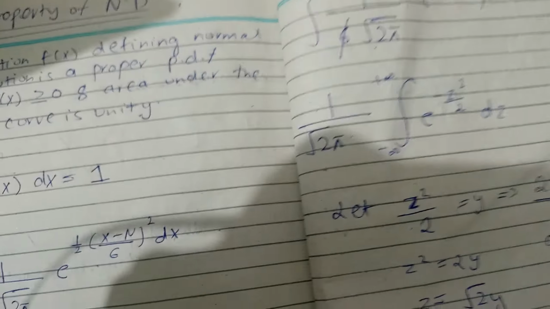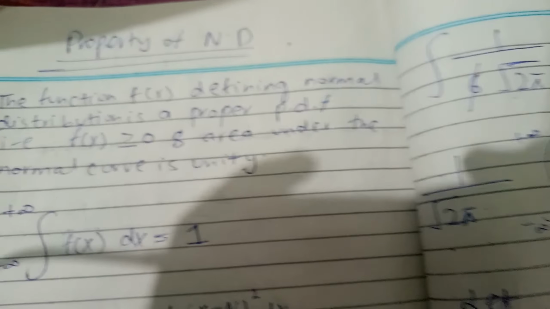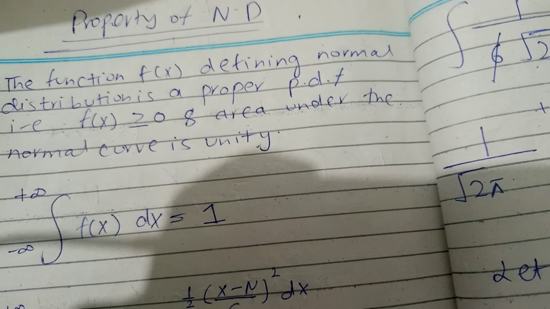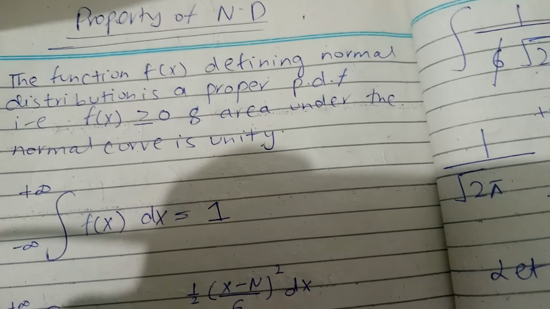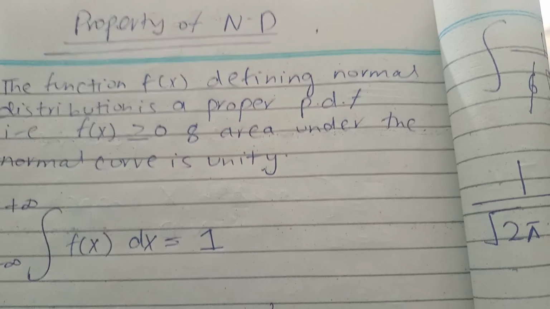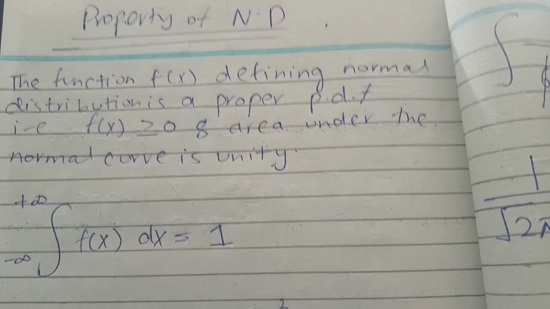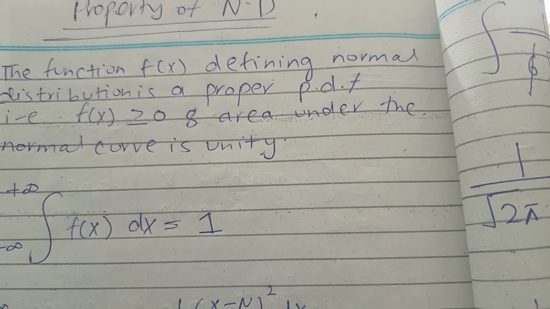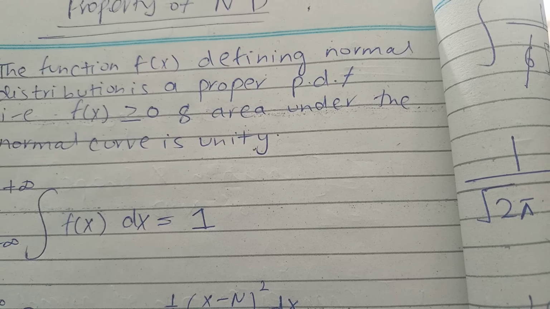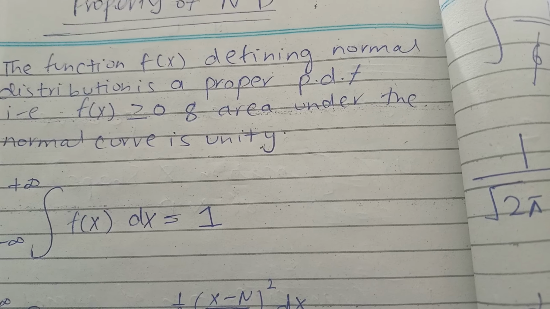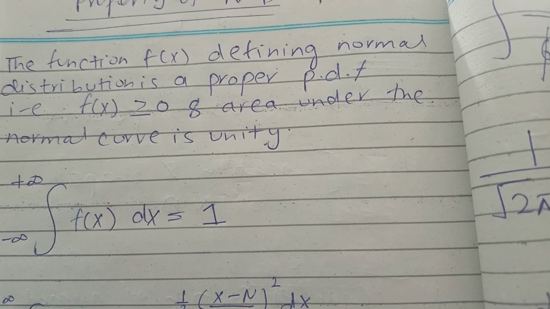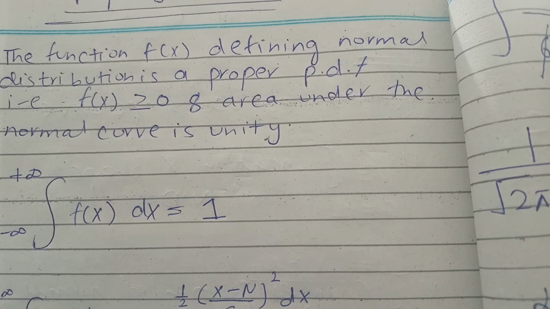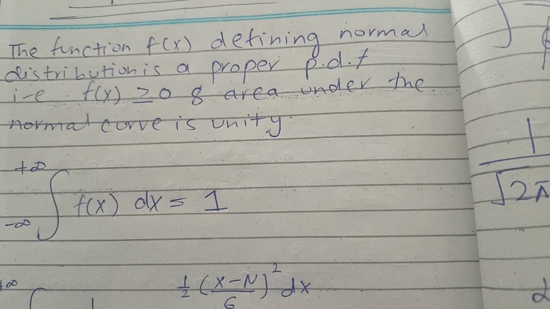So now we're going to talk about the property of normal distribution, which I told you I'm going to tell you about. We're going to derive it here, which is very famous, so let's derive it. Hello guys, property of normal distribution. The function f(x) defining the normal distribution is a proper PDF, a proper probability density function. f(x) is greater than or equal to 0 and the area under the normal curve is unity. It's saying f(x) will be greater than or equal to 0 and all the area under the normal curve is unity.